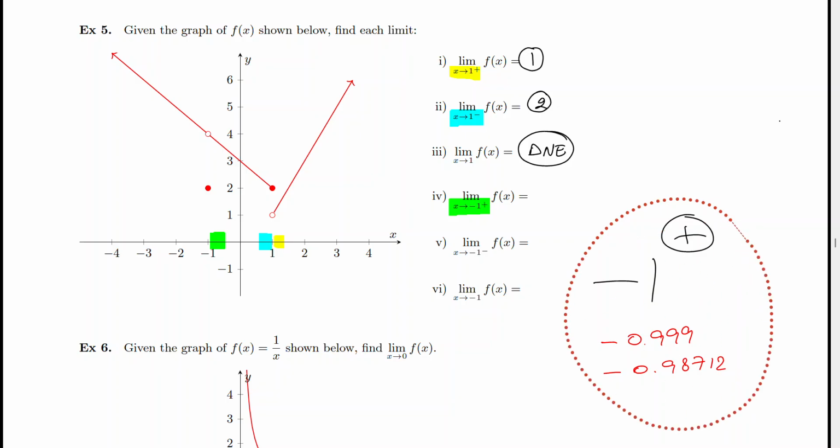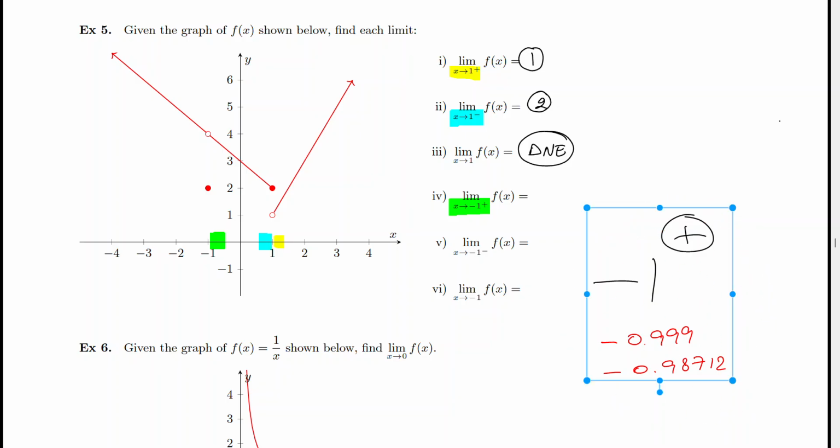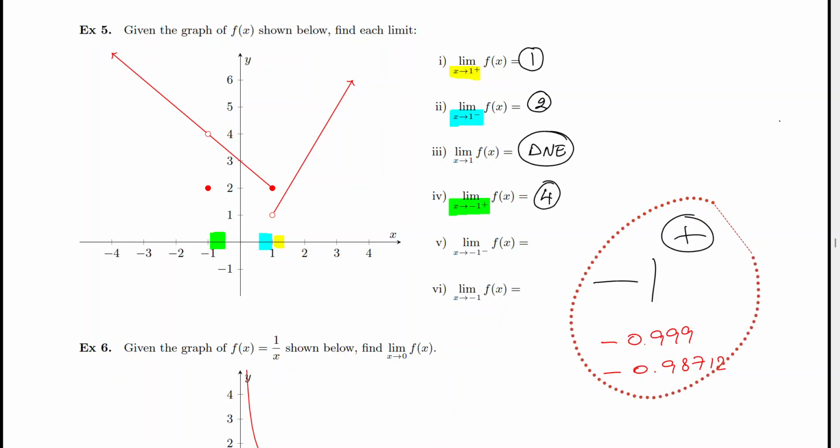So pick one of those and tell me what the y-coordinate is going to be. So if I pick one of those, I look up, the y-coordinate seems to be around 4 approximately. So I'm just going to say that the limit is 4. Okay, so that's the end of that one, and we're completely done with it.